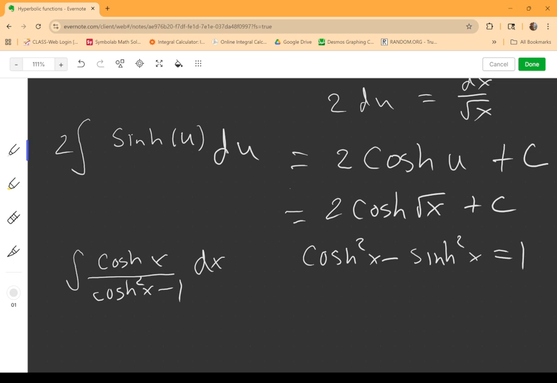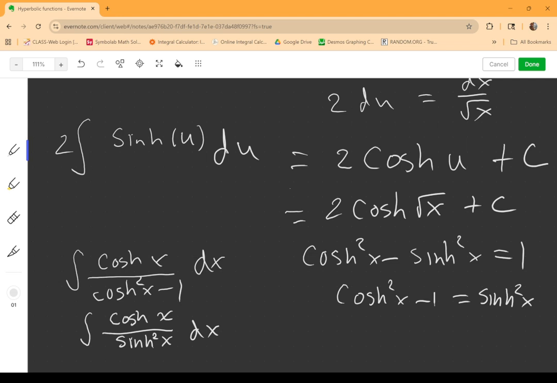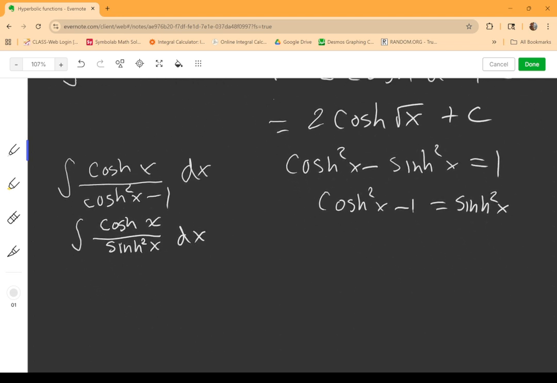Okay, so now in that case here, it looks like cosh squared of x minus 1 is equal to sinh squared, right? Just by basic algebra, moving things around. Okay, and then from here, substituting that in, we get the integral of cosh of x over sinh squared of x dx. Right, and again, why I wanted to do that is I have a relationship between the sinh and the cosh, right? Their derivatives are related, all right?